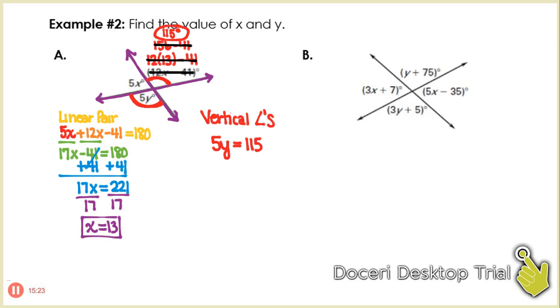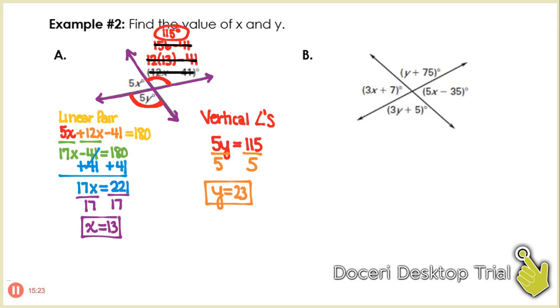And this is a one-step equation. I just have to divide both sides by 5. So 115 divided by 5 would make y equal to 23. That's it. And then if you want to, you can try the last one on your own and pause the video and then restart it when you're finished.